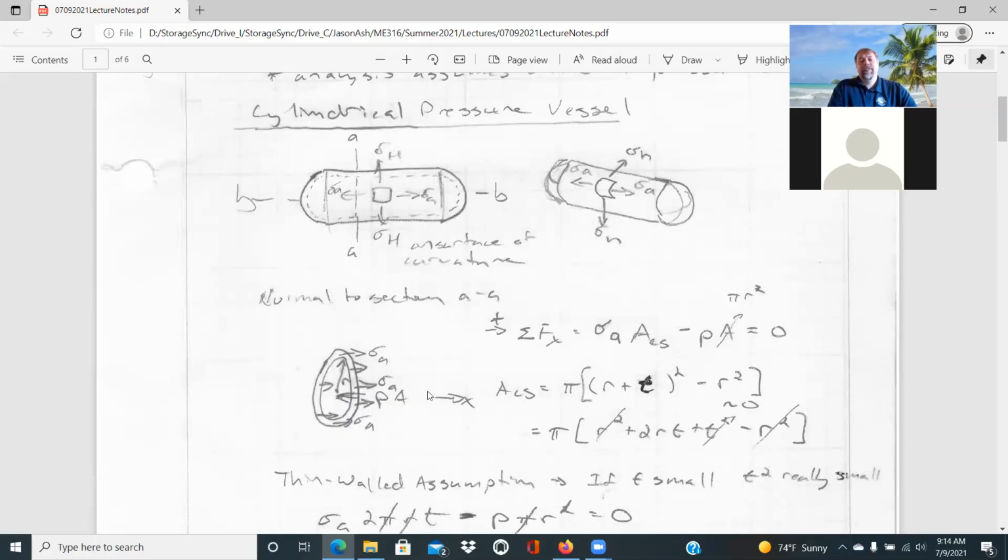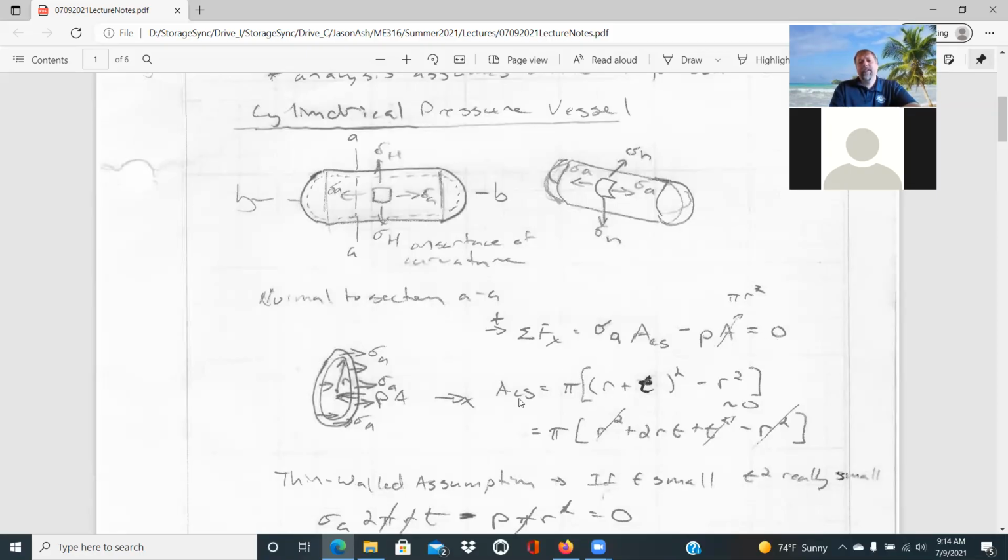And so we can sum forces in the x direction to the right. Then you would have your axial stress, sigma A, times the cross-sectional area of your cylindrical portion, that tube essentially, minus P times the projected area of just pi r squared, and that's equal to 0.